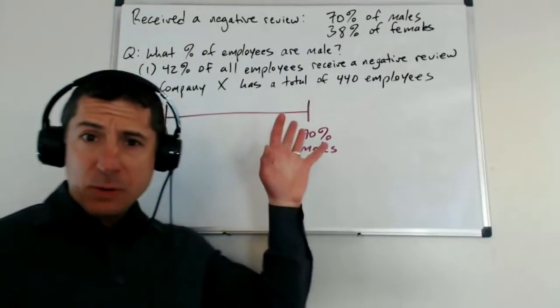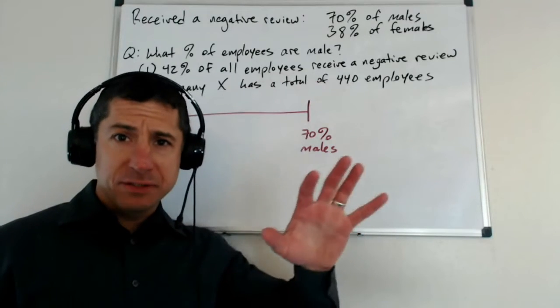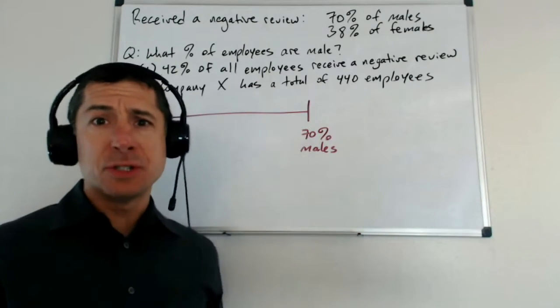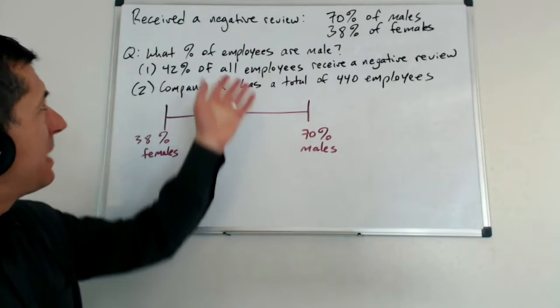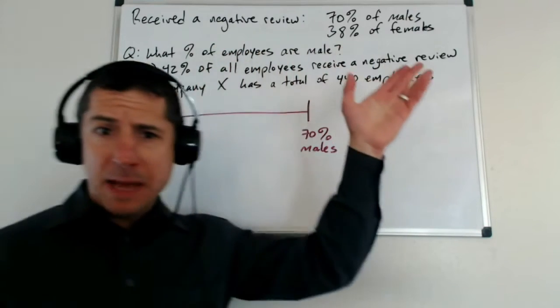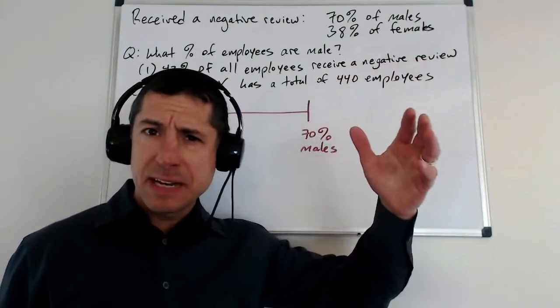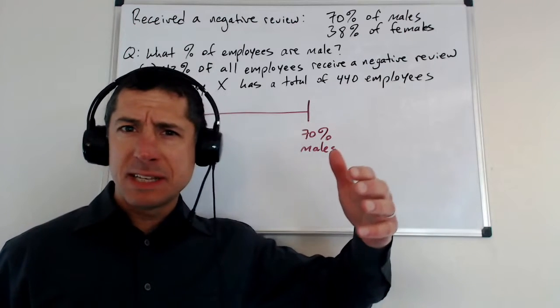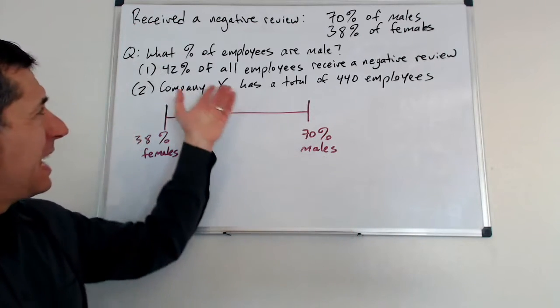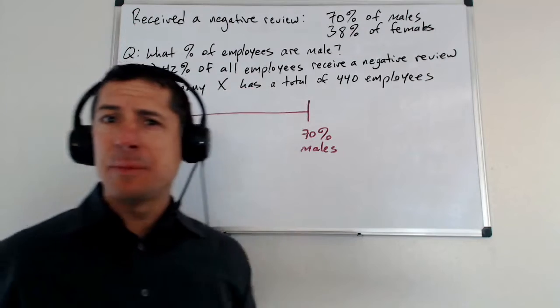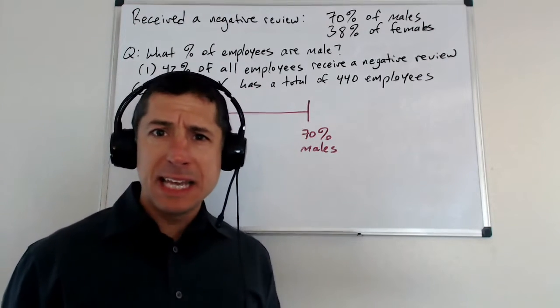But second, it's the kind of question where we see just this huge range of errors and kind of error types from students on this. Sometimes people look at this and just go, well, wait a minute. The question itself says 70% of males received a negative review, 38% of females received a negative review. And then it goes on to talk about negative reviews. How's that going to tell me what percentage are male? The answer is E, I'm out of here.